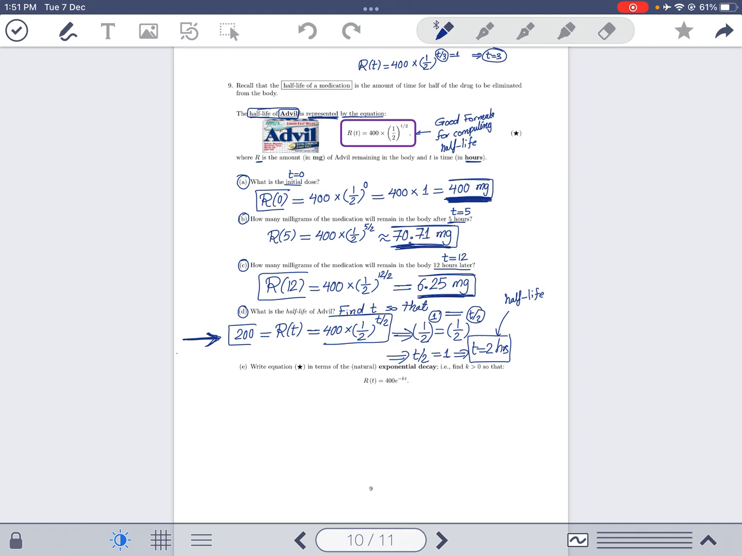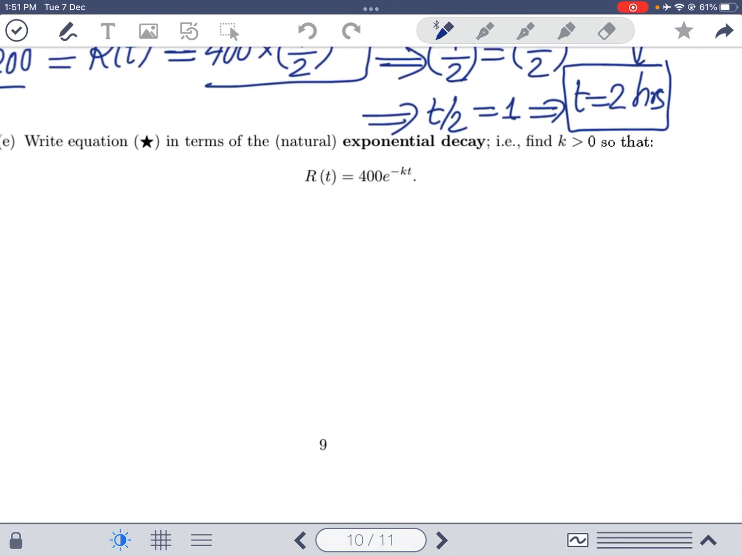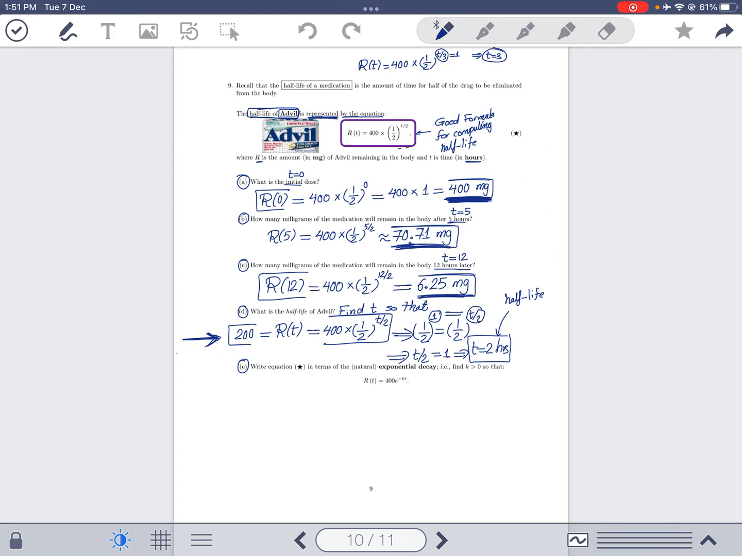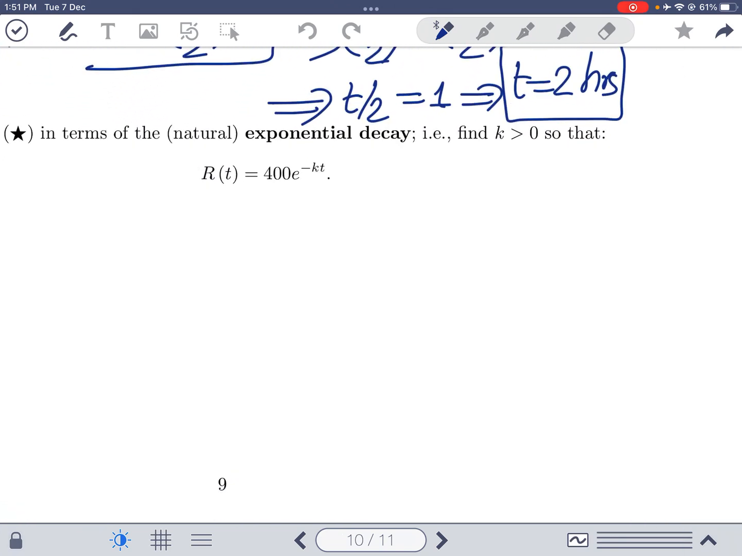Okay, you see, hopefully you now understood it. And finally, we just want to go to the last part and write the equation star, which is our equation here, using the natural exponential, this e, the e number.